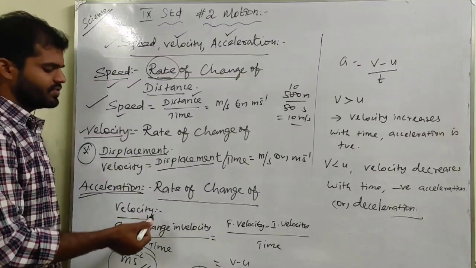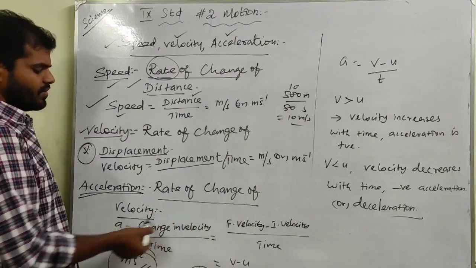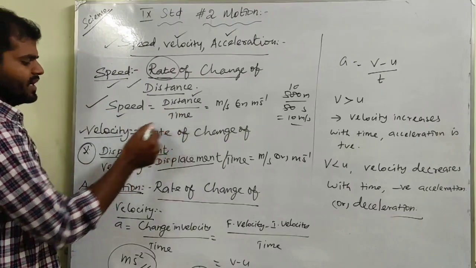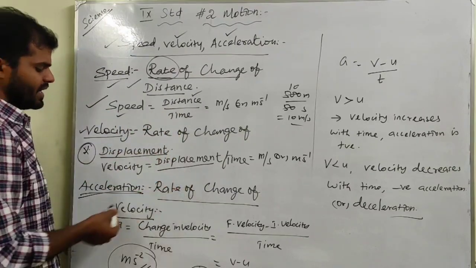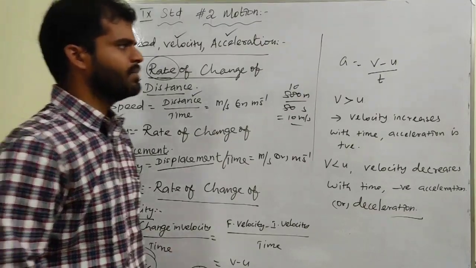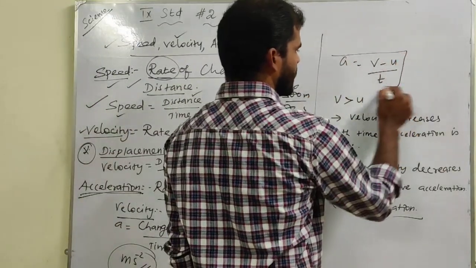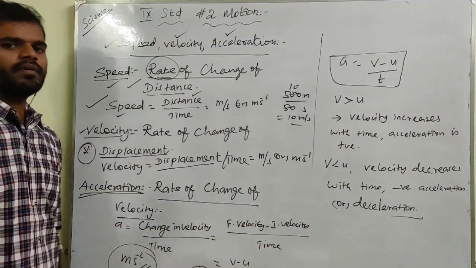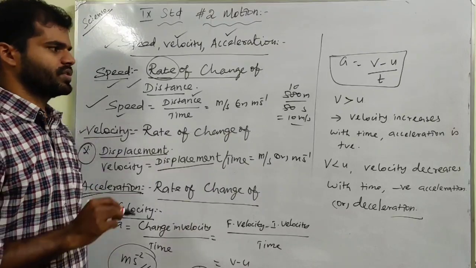Acceleration is nothing but rate of change of velocity is called as acceleration. So speed is distance by time, velocity is displacement by time, acceleration is equal to change in velocity by time. That could be written as A is equal to V minus U by T. This formula again we will use in the equations of motion.